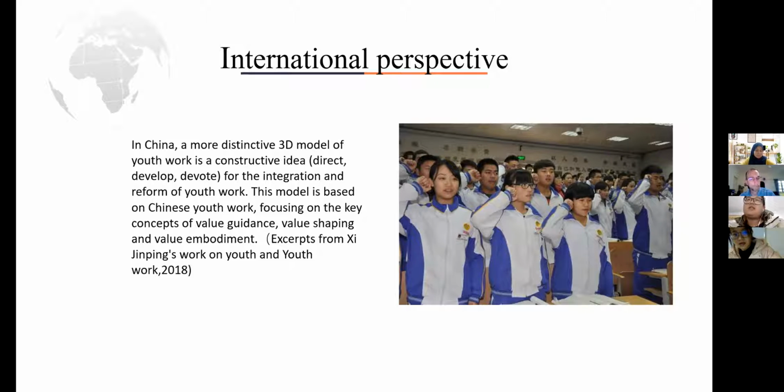Interesting. Okay. Yes, Prof. Do you have some questions or comments? Does anyone in the class have any questions? Anybody have any questions about this Chinese 3D model of youth work? I just gave a brief introduction of this 3D model. Yeah, I have many questions, but does anyone in the class have questions? Anyone?